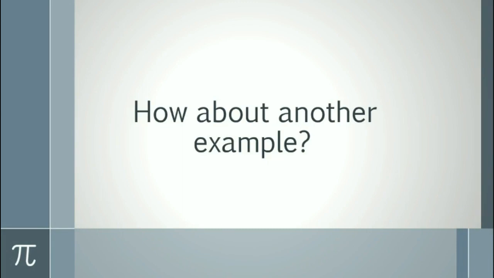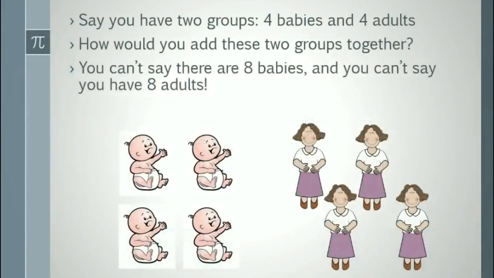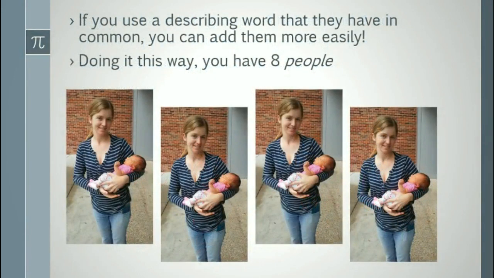How about another example? Say you have two groups, 4 babies and 4 adults. How would you add these two groups together? You can't say that there are 8 babies, and you can't say that you have 8 adults, because they're not all babies, and they're not all adults.